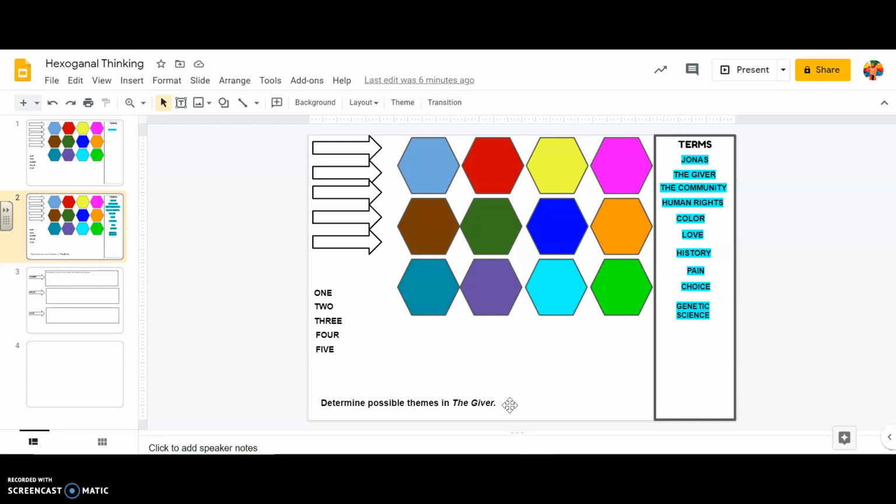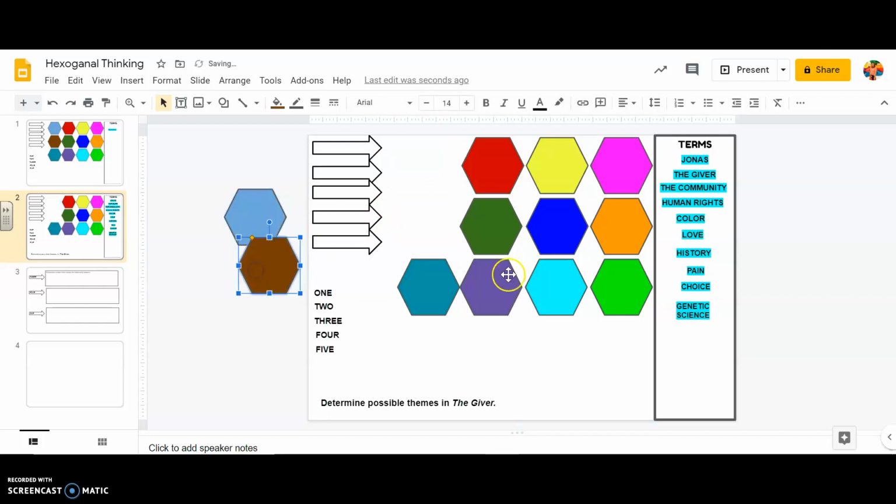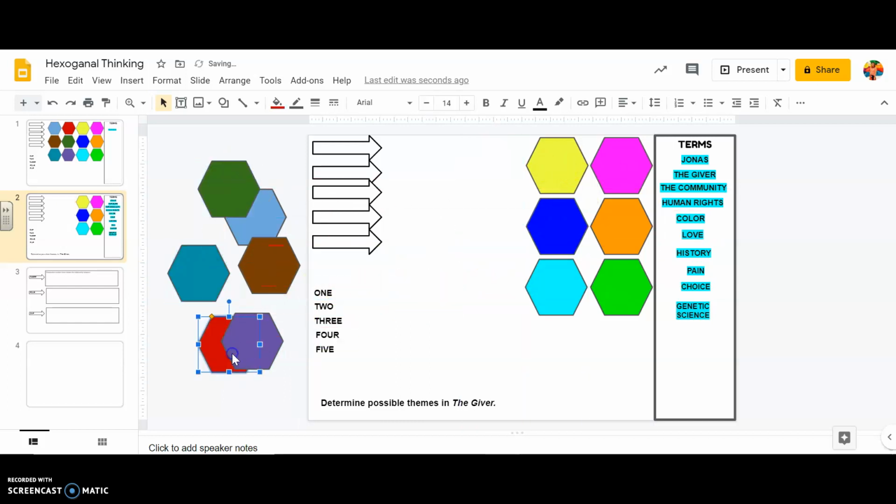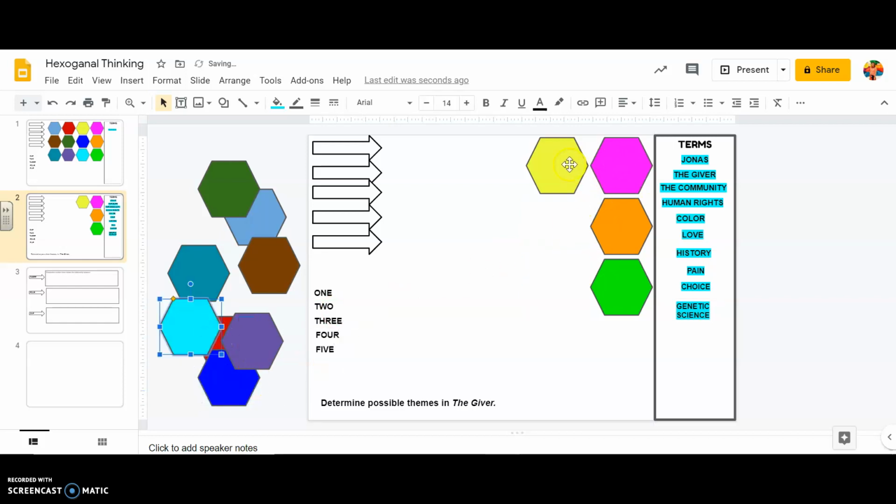So I'm going to begin by dragging terms into the hexagons and starting to build a web of connection as I go. What you might want to do to start is pull some of these off to the side so they're not in your way. Give yourself a little bit more room to get started, understanding that eventually these things will go back to where you want them. And so let me just start with orange, one of my favorite colors.